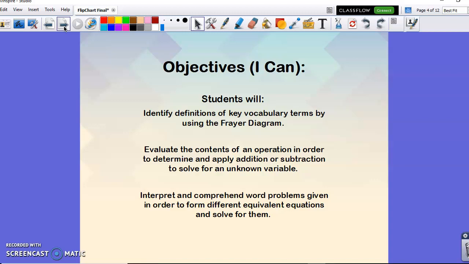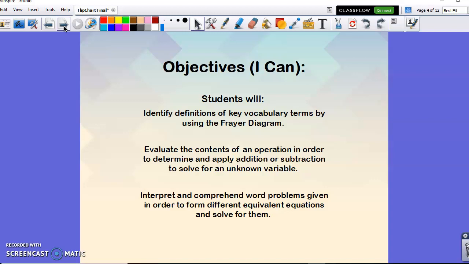The next objective is students will evaluate the contents of an operation in order to determine and apply addition or subtraction to solve for an unknown variable. The assessment evidence on this is using addition and subtraction properties of equality in the class and with our examples, using the I do, we do, you do technique to help them with every example as they go.